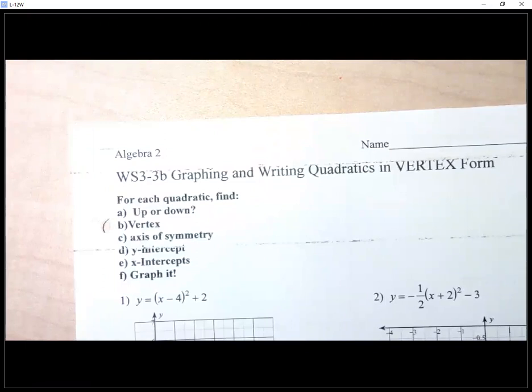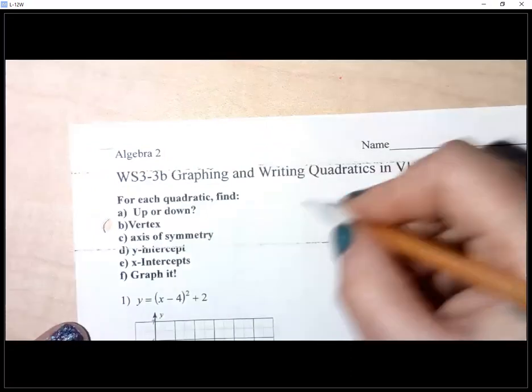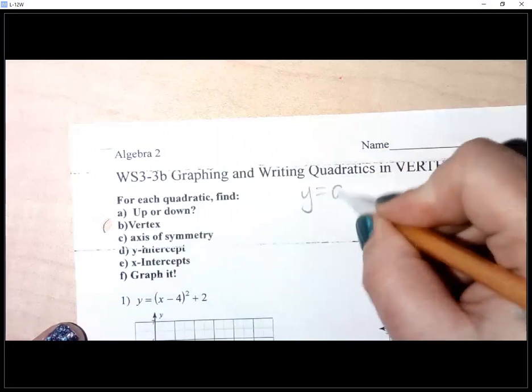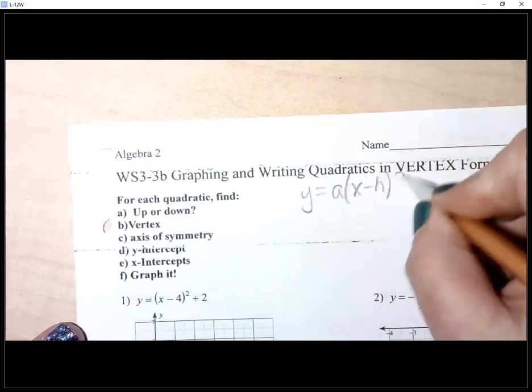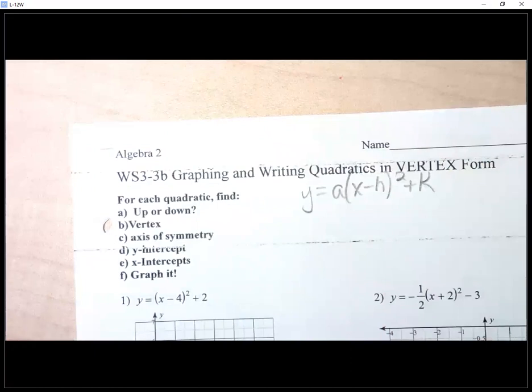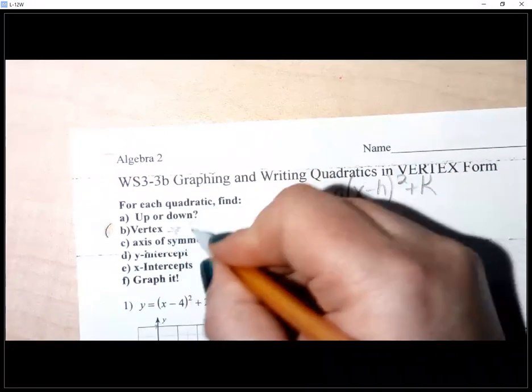Okay, everybody ready? So you already know how to do this stuff because it's the same as when we did it with absolute value. So we already talked about the H and K business. It's the same thing. So here's our general formula: A times (X minus H) squared plus K. So our vertex is just going to be H comma K, just like it was with absolute values.